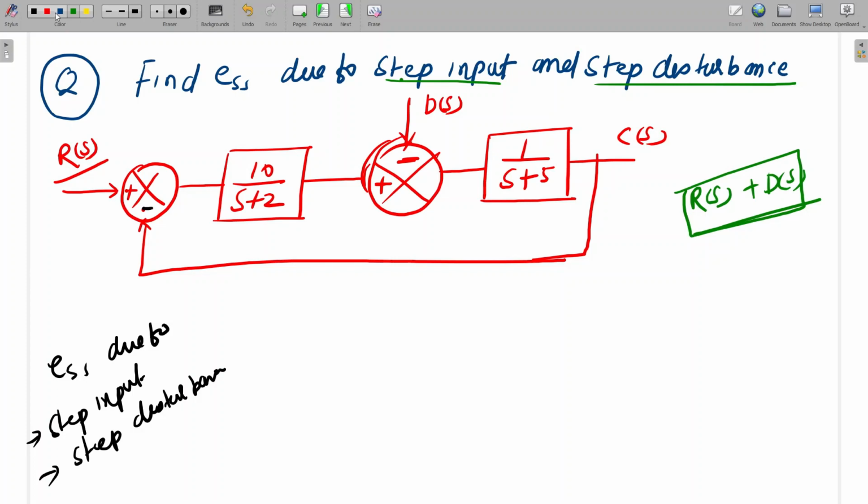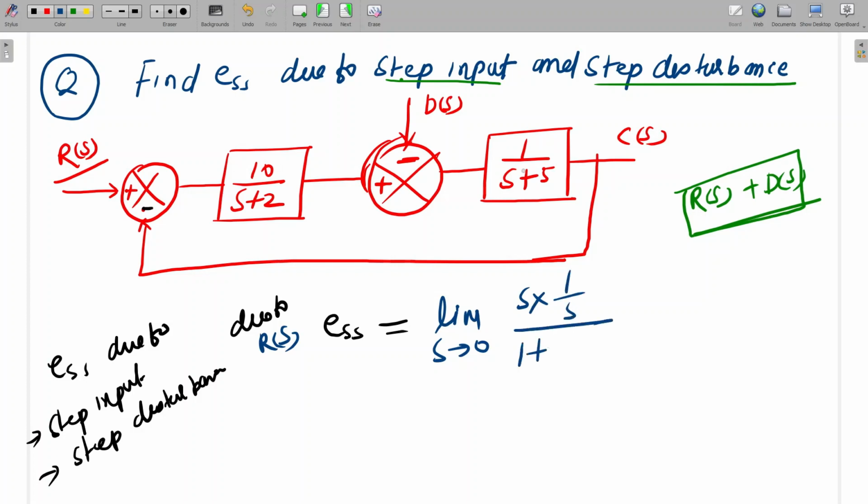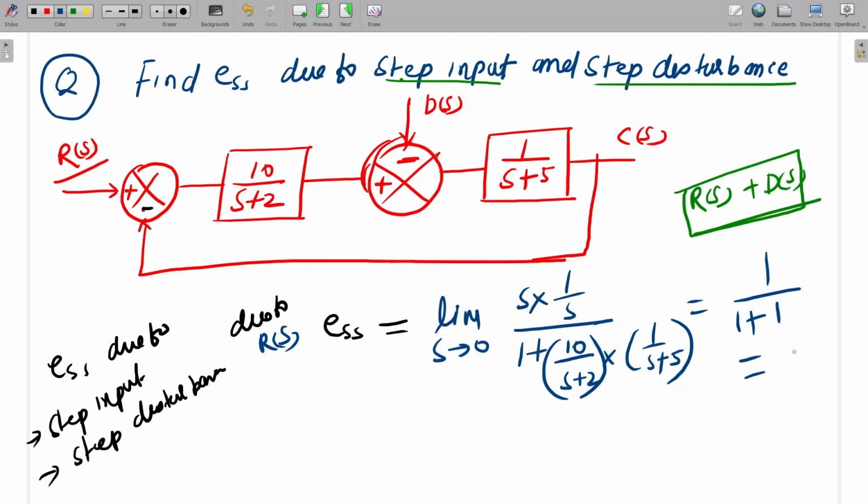See, normal error I will write. So due to a step input R(s), ESS will be limit s tends to 0, s into R(s), 1 by s divided by 1 plus G(s). So G(s) will be this and this multiplication. So 10 by s plus 2 into 1 by s plus 5. So this s will cancel. So that will be 1 by 1 plus 10 divided by 5 into 2. So 10 by 10, 1. This is equal to 0.5. So this error is due to the step reference input. Is it clear?